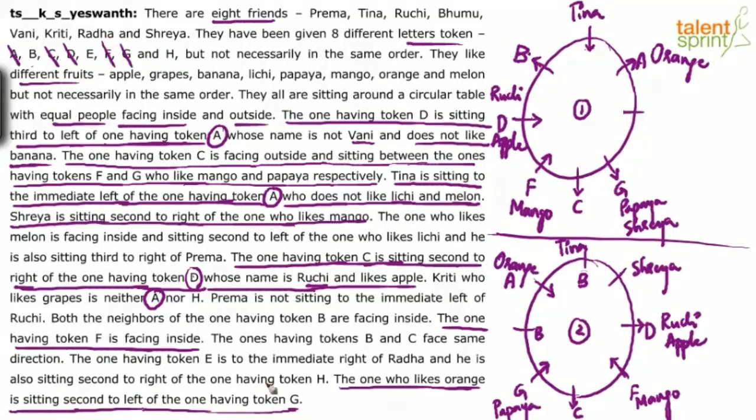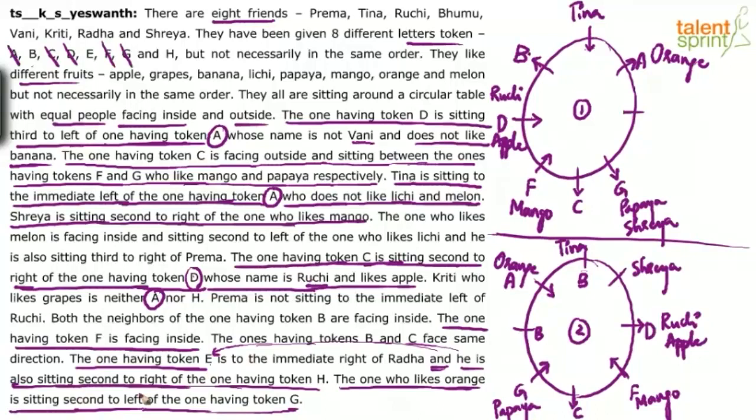Now look at this last point. It says the one having token E is to the immediate right of Radha, and he here is nothing but E. Yes or no? You know that "he" always refers to the first person, right? So the one having token E is also sitting second to the right of the one having token H. Try to use this point. I think this will help us complete it.